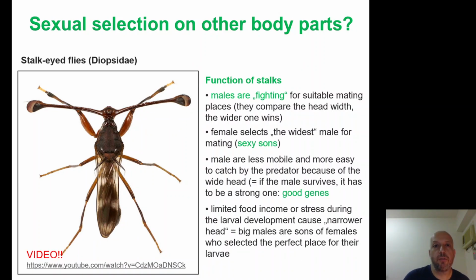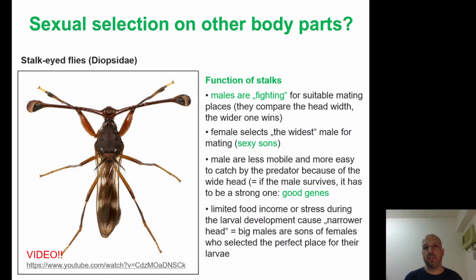And how it works. So this special structure, the stalks, actually works something like a sign of the male to be a strong one. So first thing, the males are actually fighting for the suitable mating places, right? They don't really fight in the way that they would beat each other. They just measure the size of the eyes. They do some kind of dancing. They don't really touch. They just dance close to each other. They measure who is wider, and the male who is wider is winning without actually touching the other male. So this is the first step.